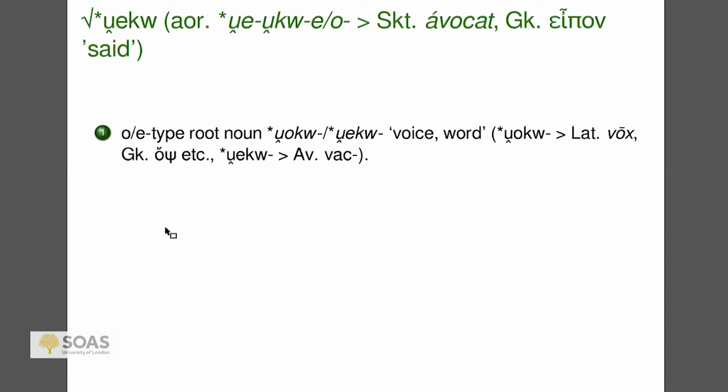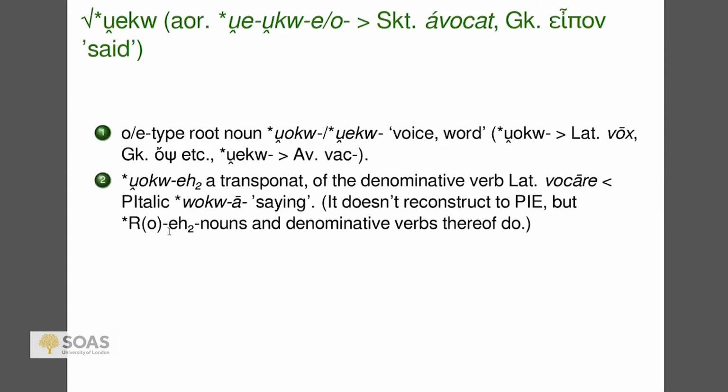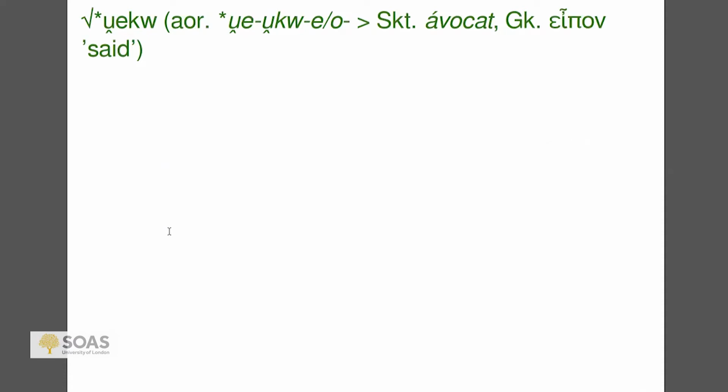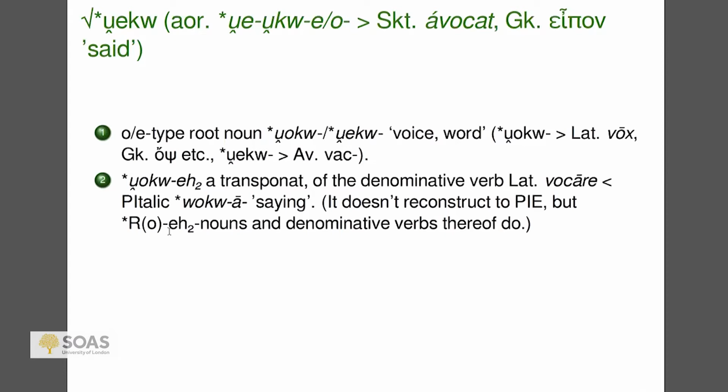And then as far as this second form that we discussed above, this suffixed O grade, if you just project backwards from Latin into Indo-European, which is something we called a transponent, a kind of mechanical backward reconstruction from one language, you would get wokwech with this ech suffix. And that's what would lead to vocare in Latin. And from a perspective of Indo-European morphology, it's a perfectly legitimate thing to do, but it's only supported by the Italic family. So in this word, it's probably not of Indo-European provenance.